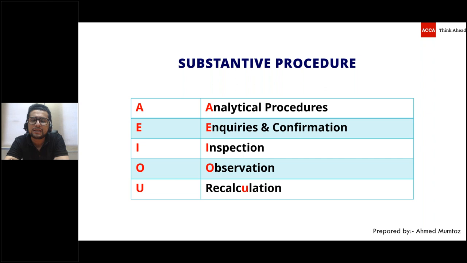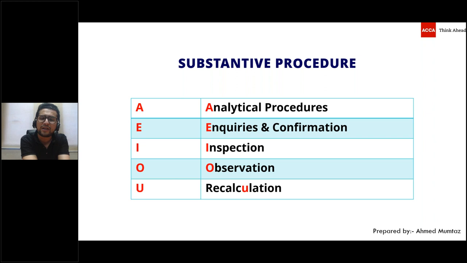Last, but surely not the least, whenever a calculation has been performed by the management, obviously they are the ones who are going to prepare the financial statements, I could recalculate their calculation. I could get the breakdown from the management. I could cast them in order to make sure there is no arithmetical mistake. So recalculation is one of the most common substantive procedures. If you are going to audit receivable, you are going to get the breakdown of the receivable, cast it to make sure there is no arithmetical mistake, and agree it with the trial balance and the statement of financial position.